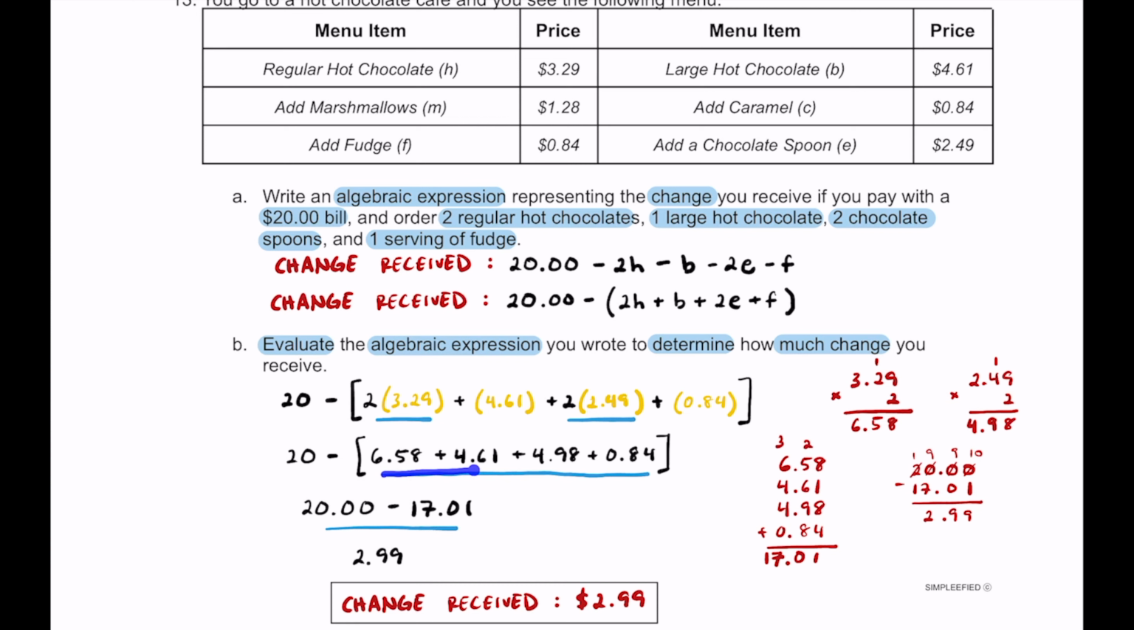Then we can go ahead and, because these are all addition, add them all together to get this $17.01. That's the total cost of all the food. And then we can just subtract at the end here to get $2.99. So that's how much change you should receive from this hot chocolate cafe.